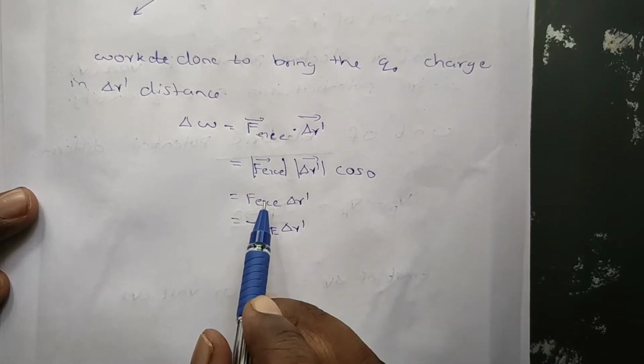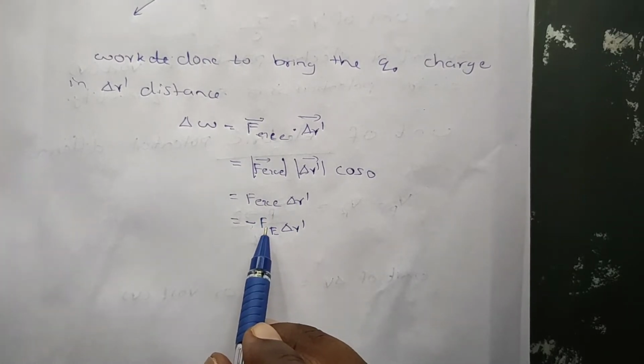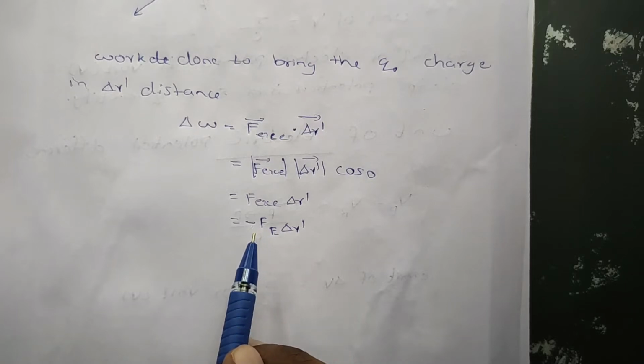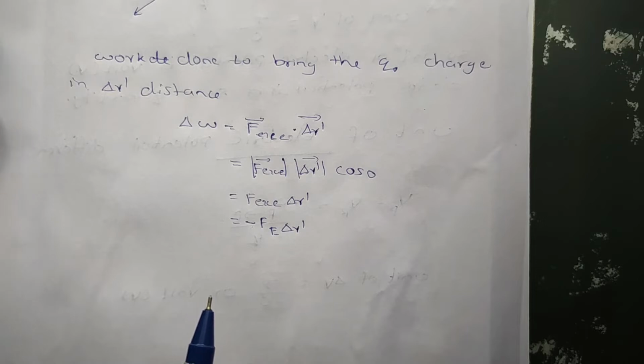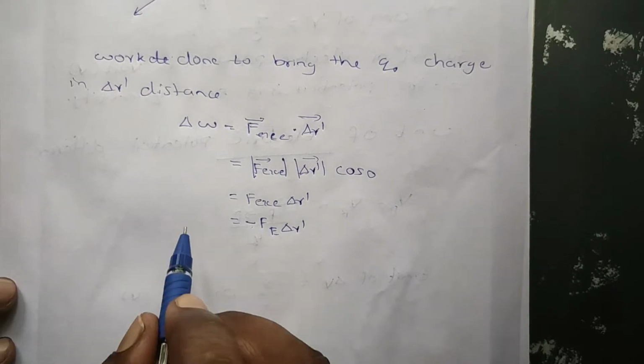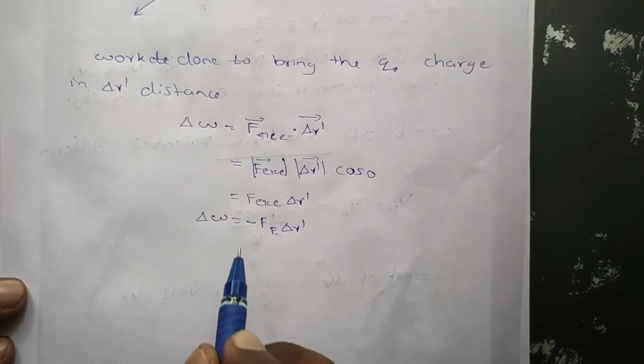Okay, so this force is to be equal to this, because we are bringing the charge from infinity to the P point infinitely slowly, with zero acceleration. That we already discussed in the topic work done to move a charge in an electric field. Okay, so that we already did. This is the work done.